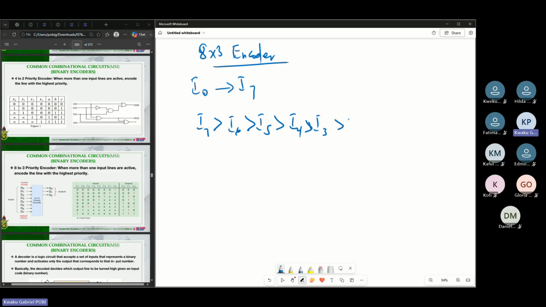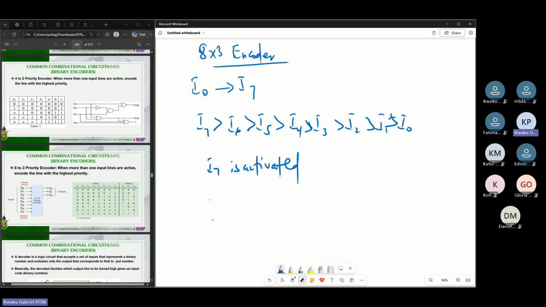So in this case, what this means is that if I7 is activated, from the normal encoder that we're considering, only I7 is high and the rest are just grounded. But here, we don't do that.